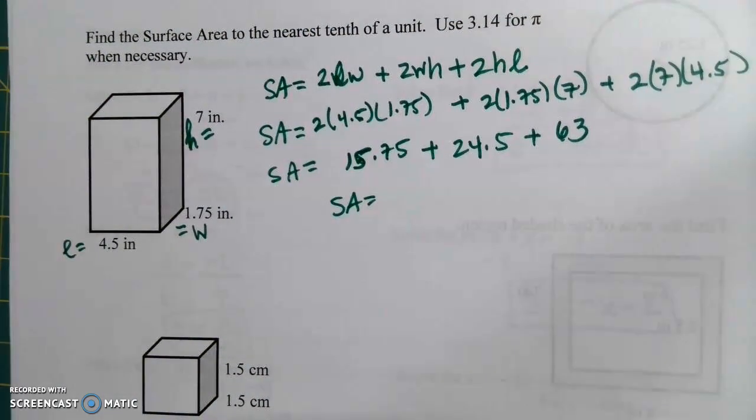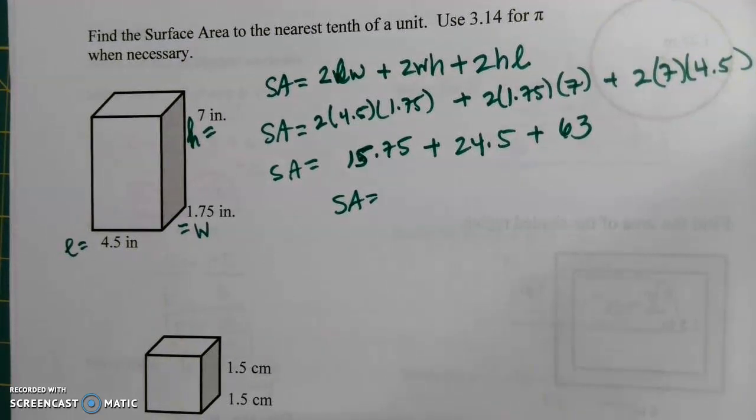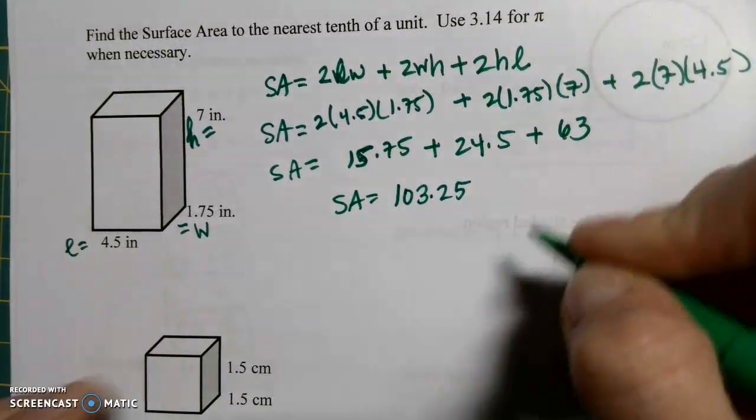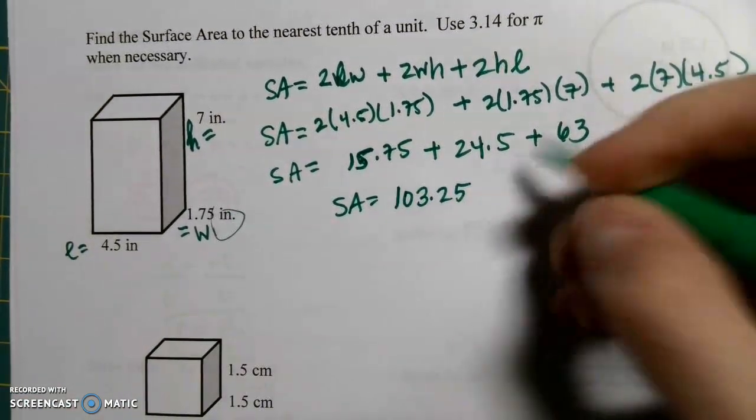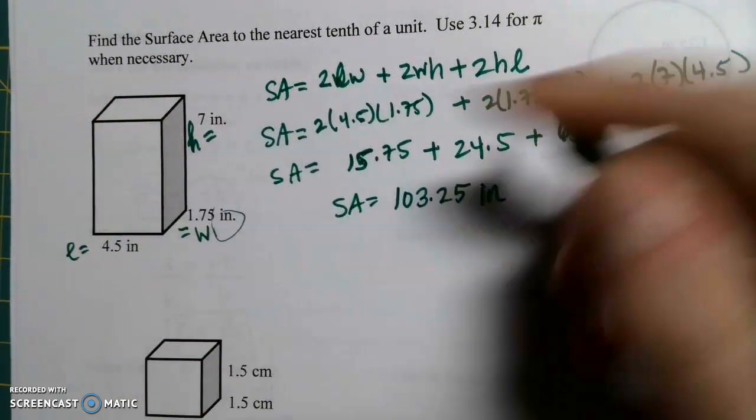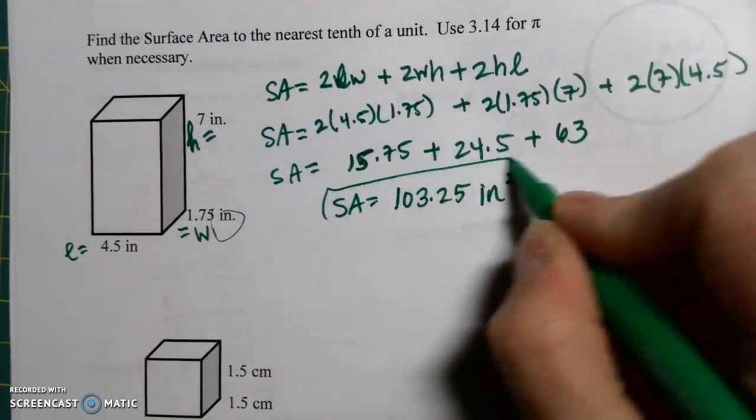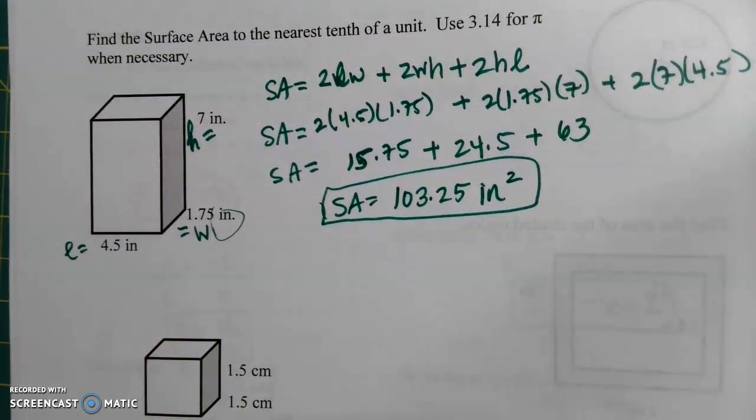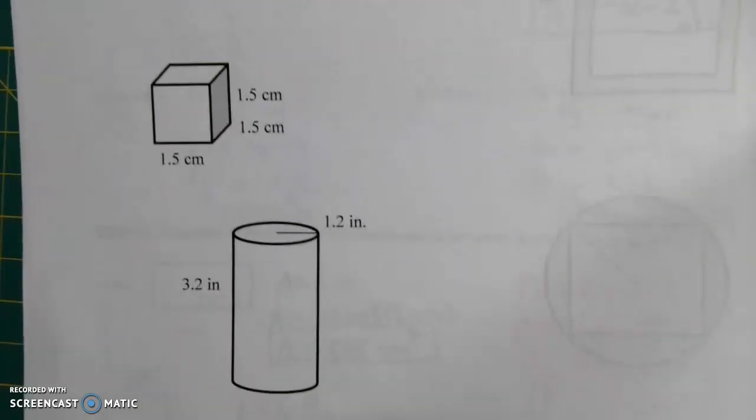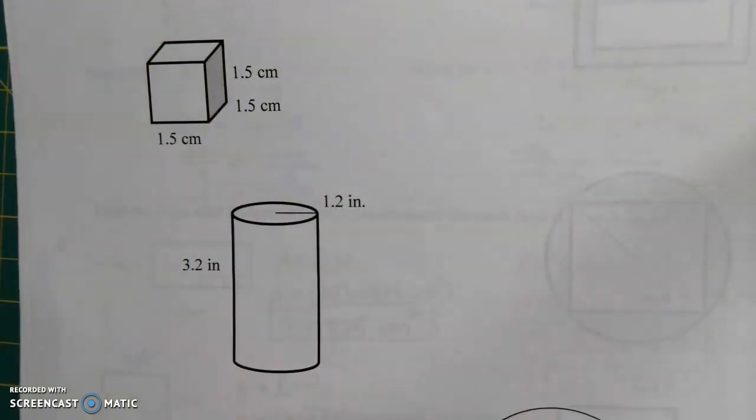and then the surface area is going to be when I add those up. All right, so all together I have 103.25, and then remember it's inches, and it is an area because we're covering things, so it is squared. Squared units on that surface area problem. All right, I'm going to skip the cube. Let's look at the cylinder here.